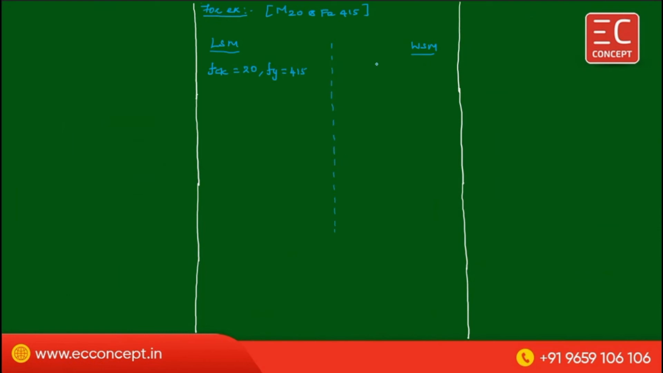415. But in the working stress method, we have seen sigma CBC, the concrete stress, is 7, and sigma ST, the steel stress, is 230 after using the factor of safety. Now what is K for the limit state method for Fe415 steel? 0.48. But here K is equal to what? We know that 280 divided by 280 plus 3 sigma ST. Sigma ST is, you know, then K is equal to, after substituting, 0.288.